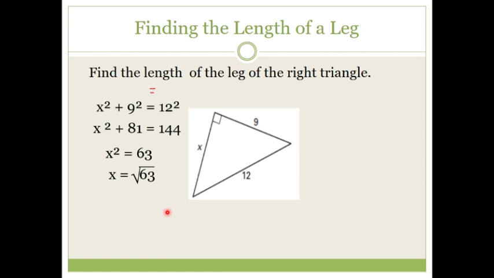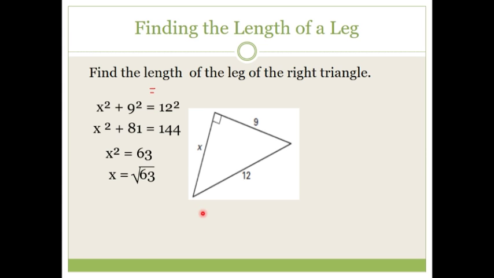Now if you punch the square root of 63 into your calculator, you would get a decimal. So to leave my answer exact, I just leave it as a square root. In this case, the square root of 63. Let's find out what the square root of 63 actually is. Well, I know that the square root of 64 is 8, because 8 times 8 is 64. So this number here is a little bit less than 8. So it's like 7 point something something something. So I know that it's a decimal.